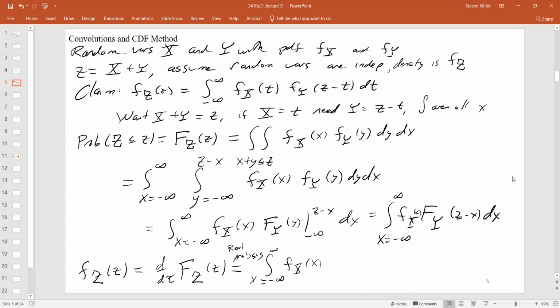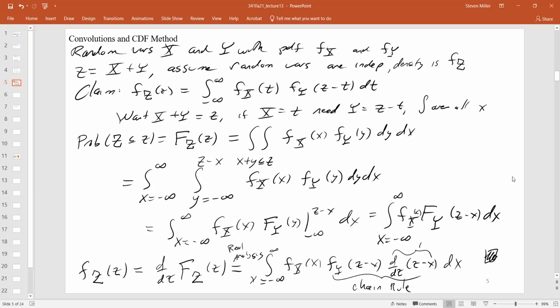So what's the derivative of the cumulative distribution function of y? It's little f of what subscript? Little f of y at z minus x, and then we need the derivative of z minus x with respect to z. And this is the chain rule. Well, what is the derivative with respect to z of z minus x? This is just 1. And there's the proof.